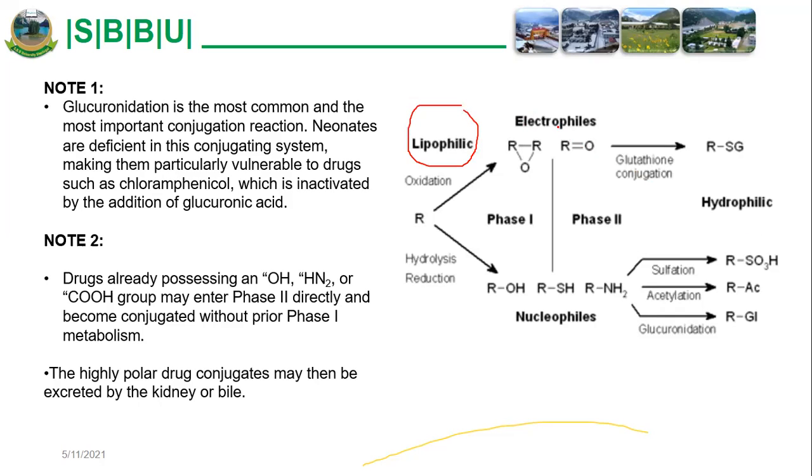Whenever there are electrophiles, glutathione conjugation may occur. Mostly this happens with the electrophiles, and it may make them more hydrophilic or inactivate them by the attachment of glutathione. Remember this. What happens to the nucleophiles? Nucleophiles mostly undergo phase two conjugation reactions: sulfation may occur, acetylation may occur, or glucuronic acid attachment may occur, and these form conjugates which are more hydrophilic or more inactive substances, and can easily be excreted from the body.